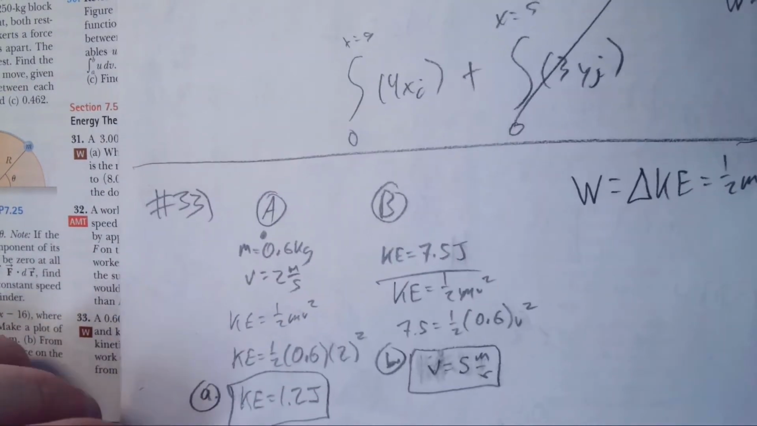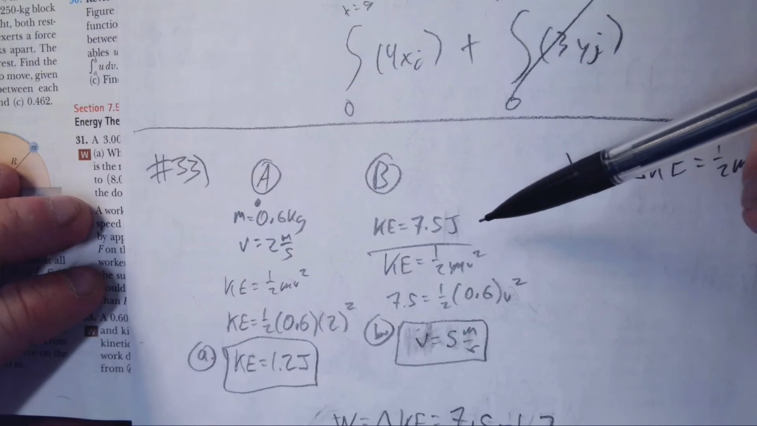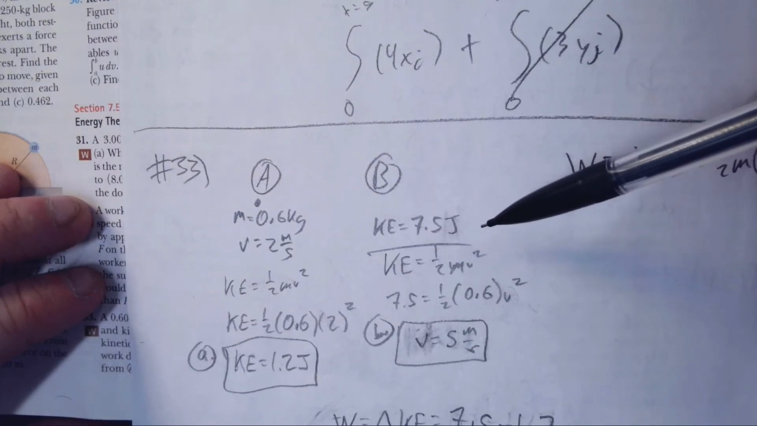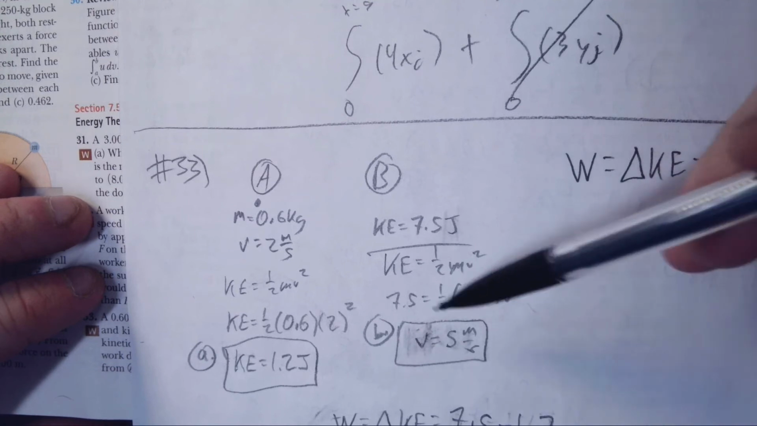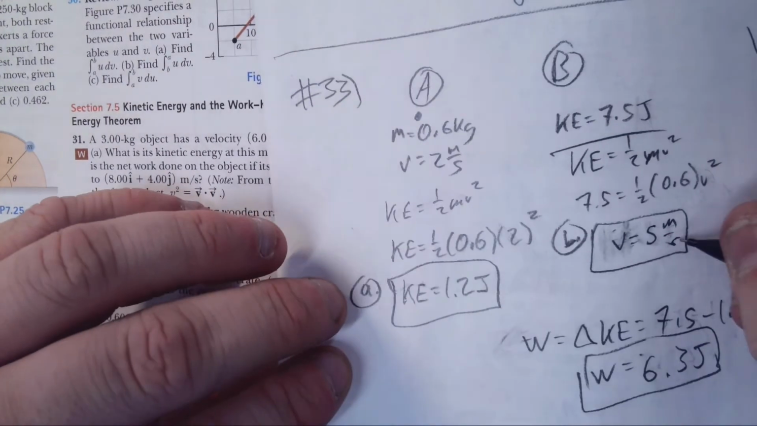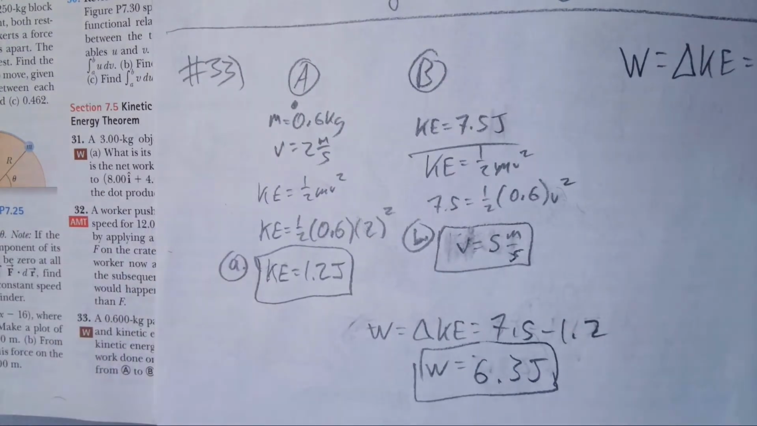Then they ask us for part B, find its speed at point B. They give us a separate kinetic energy, which is 7.5 joules. So we use the same equation, knowing the kinetic energy and the mass, solve for v, and we get 5 meters per second there. There you go, straightforward.